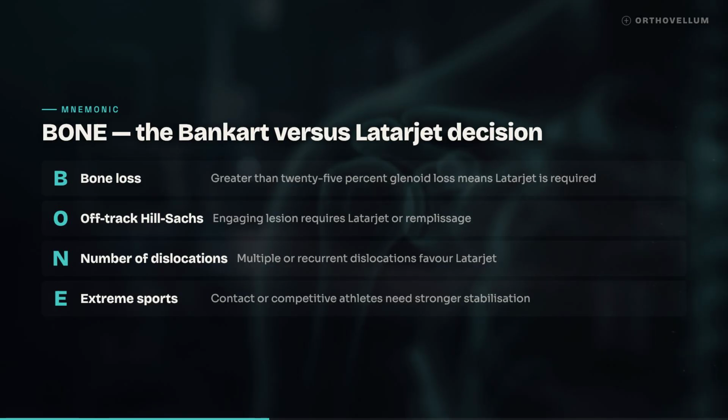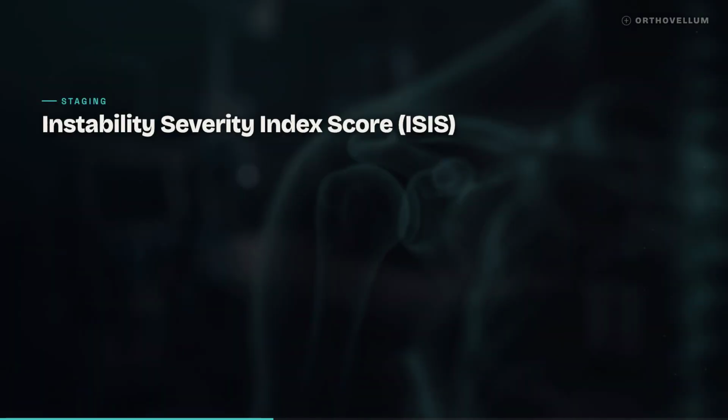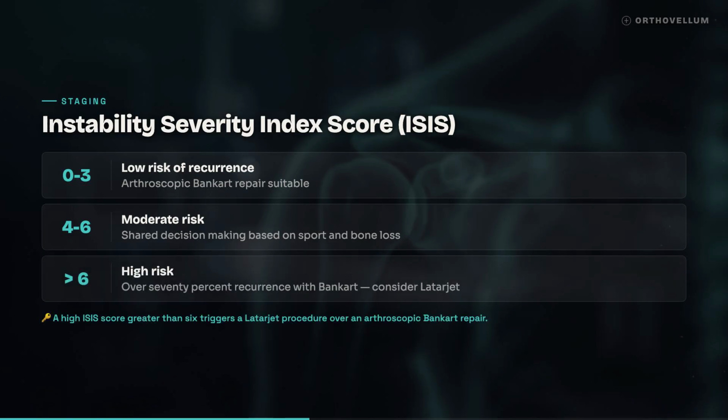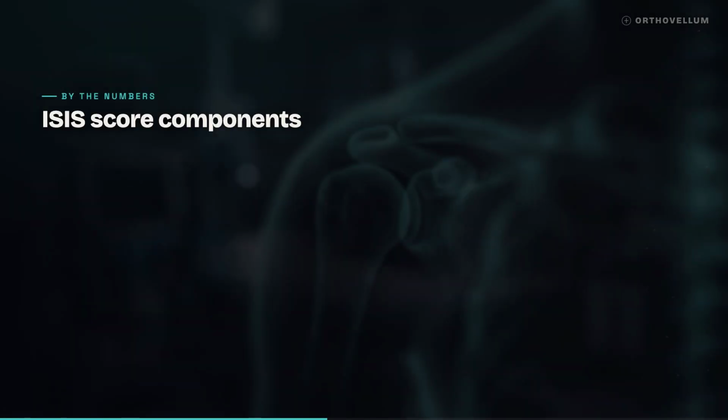The Instability Severity Index score, known as ISIS, quantifies recurrence risk to guide surgical planning. A low score from 0 to 3 suits an arthroscopic Bankart repair, whereas moderate scores from 4 to 6 require shared decision-making based on sport and bone loss. A high score greater than 6 carries an over 70% recurrence rate with Bankart repair alone, so a Latarjet procedure should be considered. The ISIS score is built from 6 objective clinical and radiographic parameters.